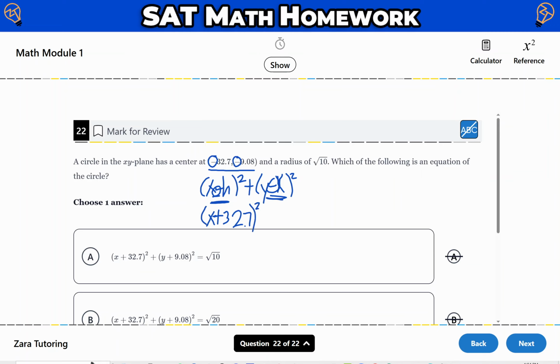And if this is a negative 9.08, we take the opposite and get a positive. Of course, if it was already positive, the opposite would be a negative. So we're looking for positive, positive. I wouldn't actually write that out. I would just look at it and say, okay, opposite, opposite. In this case, it's going to be positive, positive.